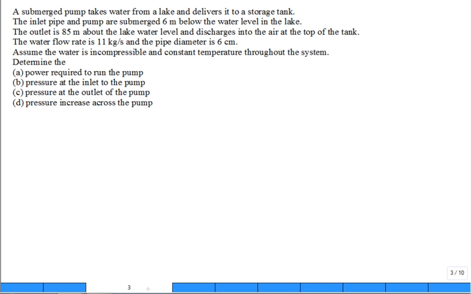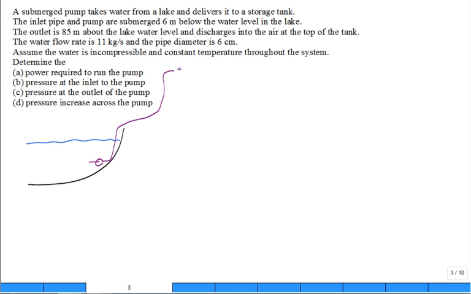Get it? We have a submerged pump that takes water from a lake and delivers it to a storage tank. So I'll make some sketch. Here's a lake and the water level in the lake like this. And you put a pump somewhere in the lake such that the pump is submerged. The inlet to the pump is submerged and the outlet comes out. Maybe it goes along here, maybe it goes here, and then finally it spits it out.